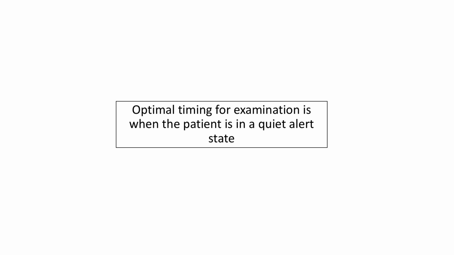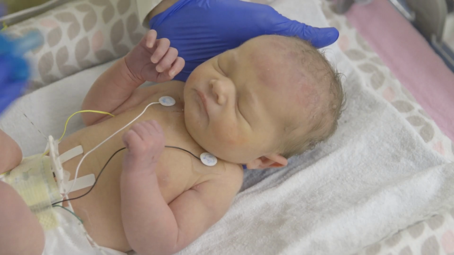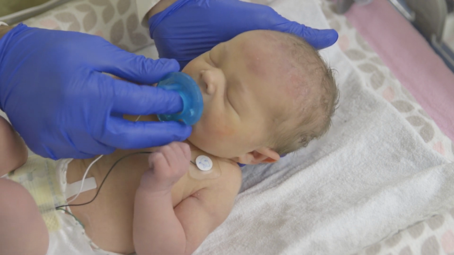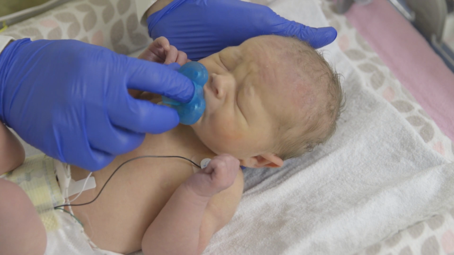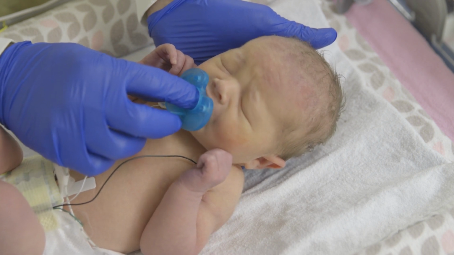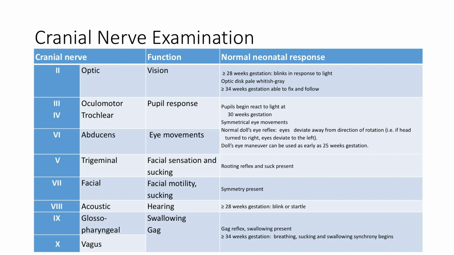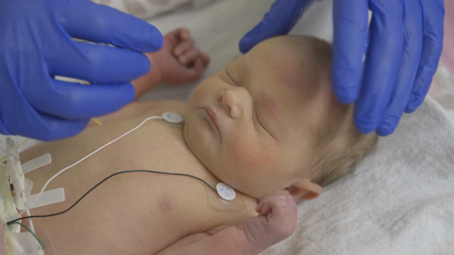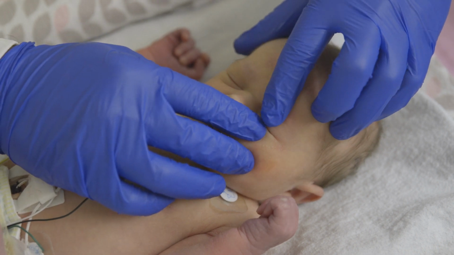Normal rooting reflex indicates integrity of the trigeminal nerve 5. Check the sucking response with a soother or a gloved finger. A normal baby will suck vigorously when the soother is placed in the mouth, demonstrated here as an initial response, but it's not consistent. Normal sucking reflex indicates integrity of trigeminal nerve 5 and 7. Blinking of the eyes in response to light indicates the integrity of optic and facial nerves 2 and 7.